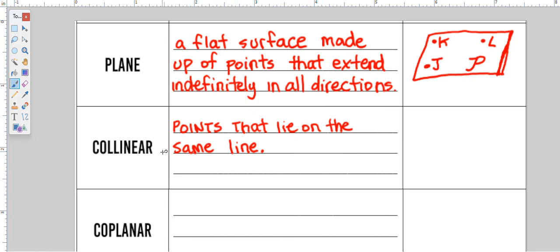Now, when we say collinear, and we're talking about points that lie on the same line, what that looks like is quite literally, I have a line, and then on that line, any point that is on that line is collinear. So if this is L, this is M, and this is N, then I can say that L, M, N are collinear, okay?